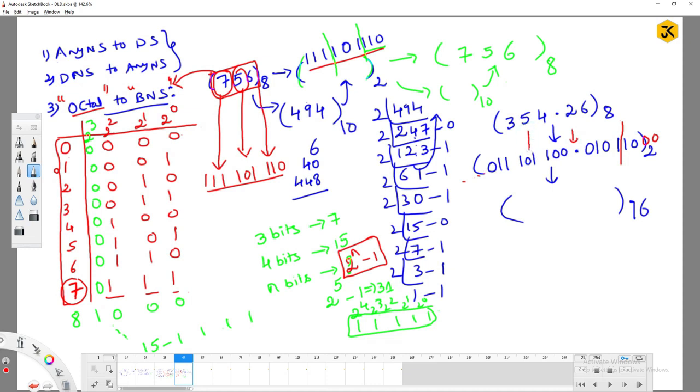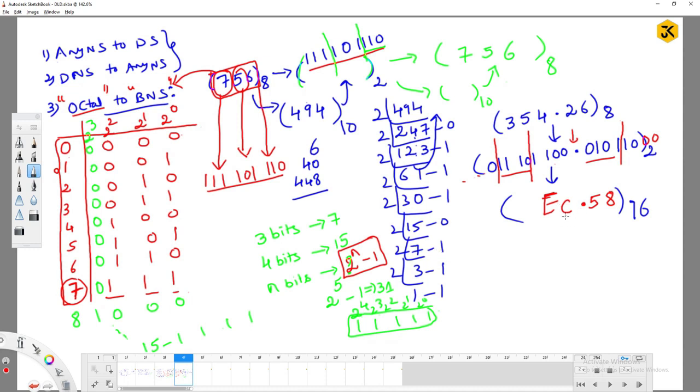Here you can segregate in groups of 4. What is the value of 1100? 8 plus 4, 12. 12 means C. What about 1110? 14. 14 means E. What about the right side? 101 is 5, and 1000 is 8. So it is EC.58 in the hexadecimal number system, right?